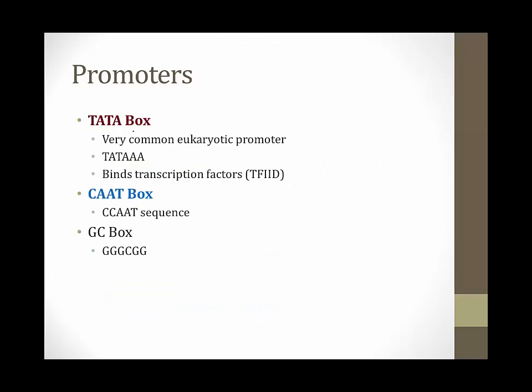There are a number of promoters that have been described. The TATA box is one of the famous ones. It's a very common eukaryotic promoter. It gets its name because the nucleotides are TATAAA, and it can bind to transcription factors, especially TF2D. The CAT box is another promoter region that's been described. It gets its name because the sequence of nucleotides is CCAAT, and then there's also a GC box, which has been described because it has G and C nucleotides.